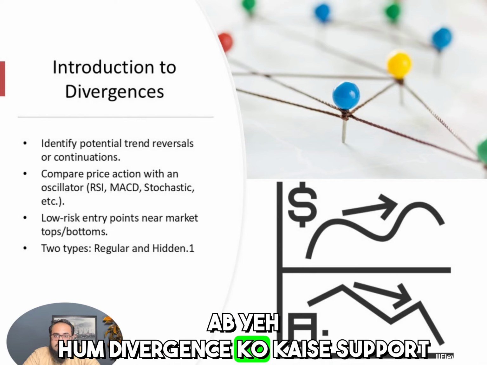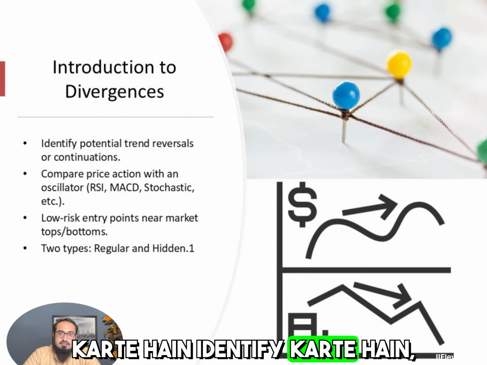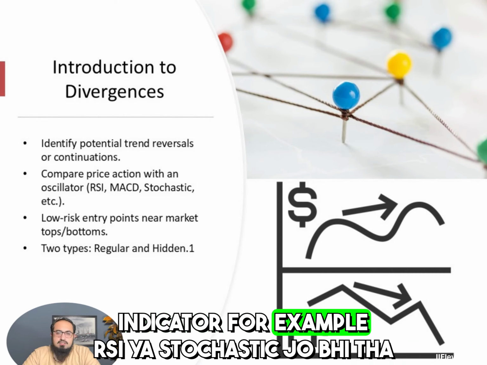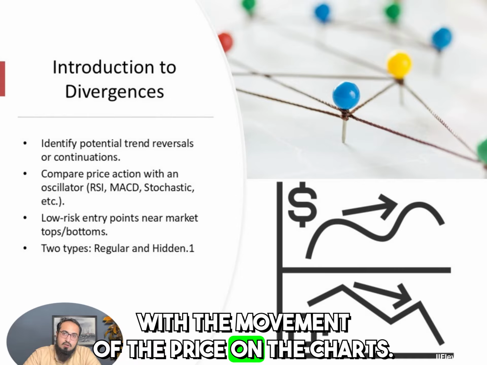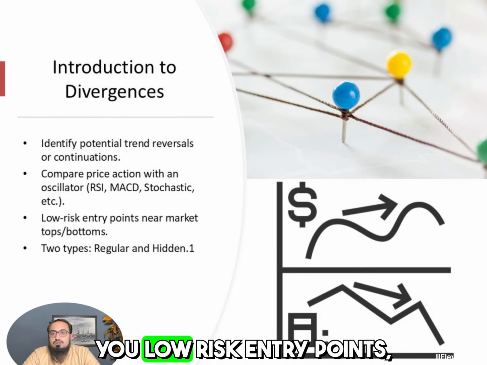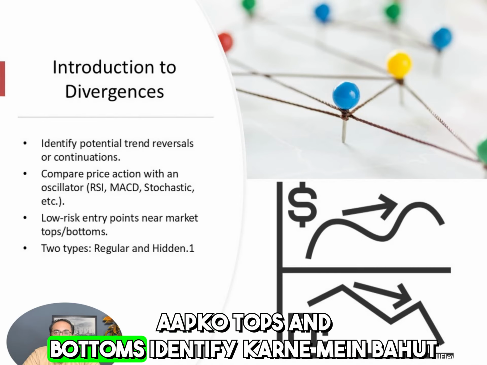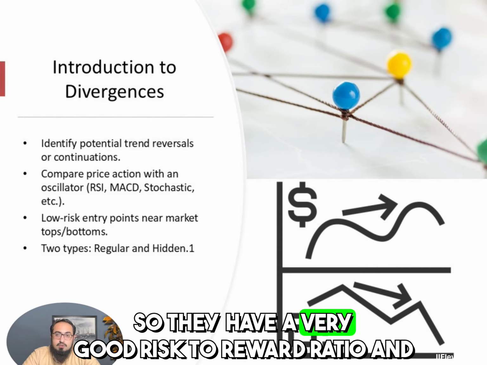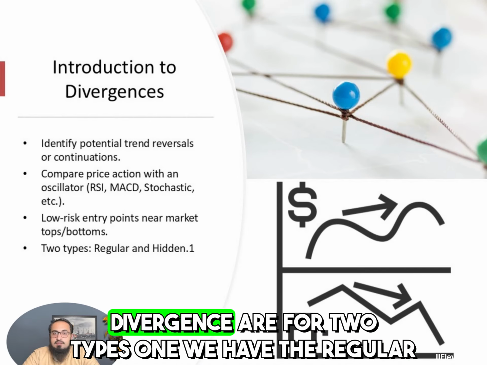Now, how do we identify divergence? We compare the movement of the indicator, for example RSI, MACD, stochastic, whatever it is, with the movement of the price on the charts. Now, what is their advantage? Their advantage is they give you good entry points. They help you a lot in identifying tops and bottoms and good entry points, so they have a very good risk to reward ratio.